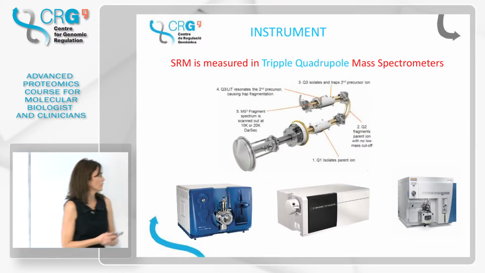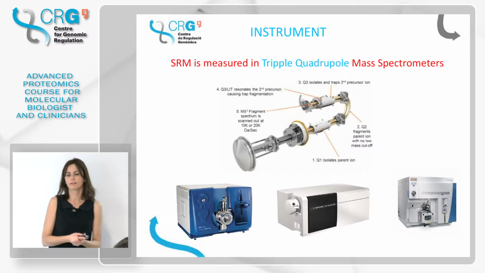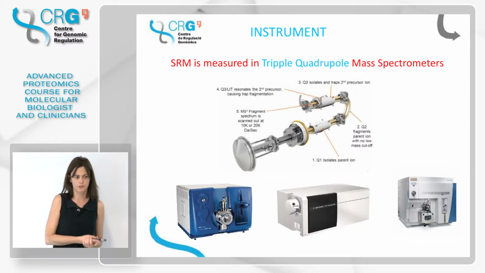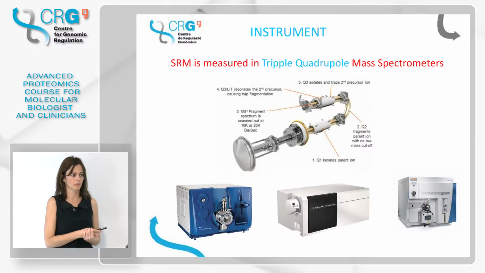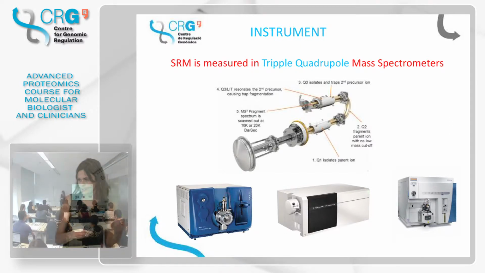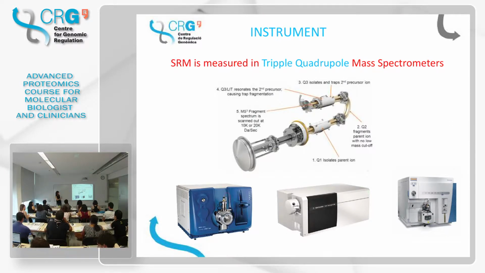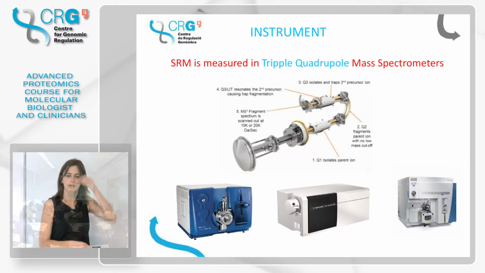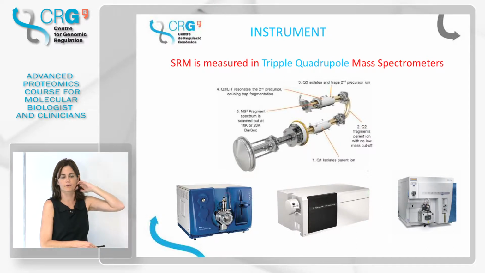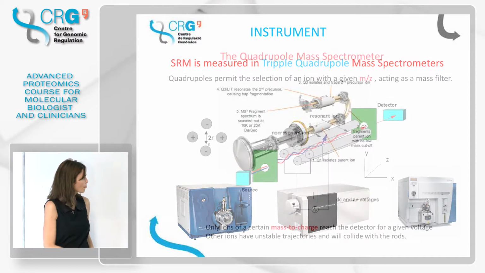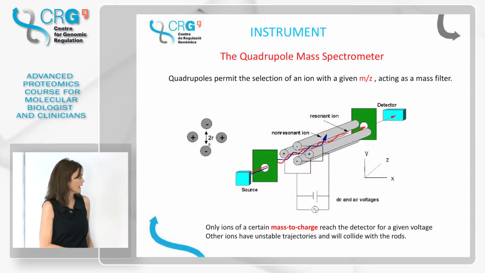Okay, so SRM is measured in a triple quadrupole type of instrument. This is one of the types of instruments that you saw the first day. This is like the skeleton inside one of these instruments. These are just pictures of triple quad instruments of different vendors. And this is how a triple quadrupole mass spectrometer works in this cartoon.